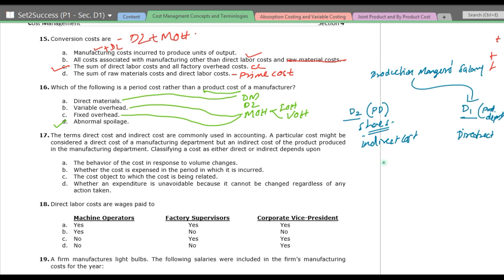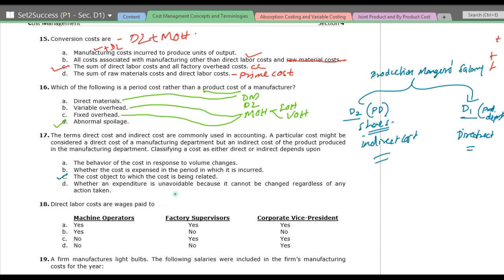which the costs are being related to. The production manager's salary in the production department is a direct cost, but in shoes, if it's a product, that will be classified as an indirect cost. So it differs from department to department and product versus department. So the production manager's salary can be a direct cost for the production department because his cost can be directly traced to the production department, but it cannot be directly traced to the product. So that's why it's an indirect cost. So the correct option for this MCQ is the cost object to which the cost is being related. C is the correct option.